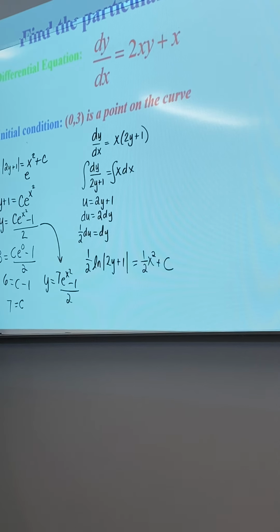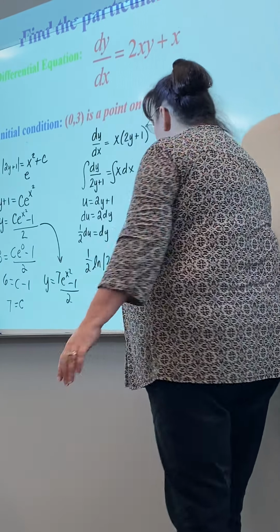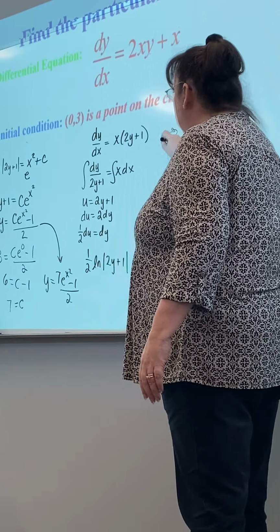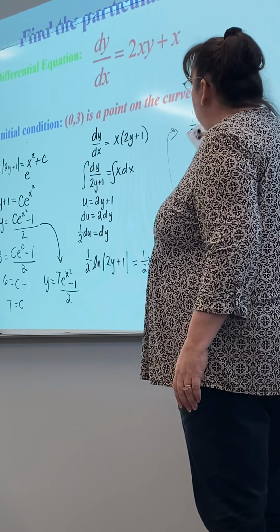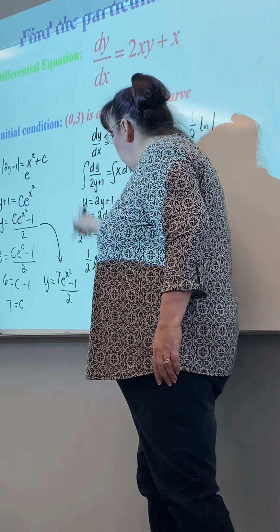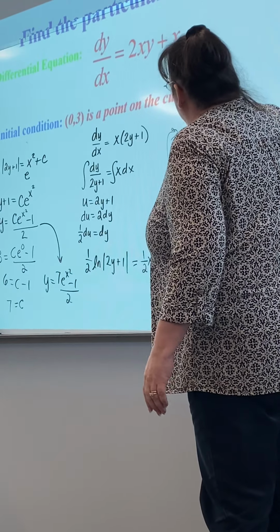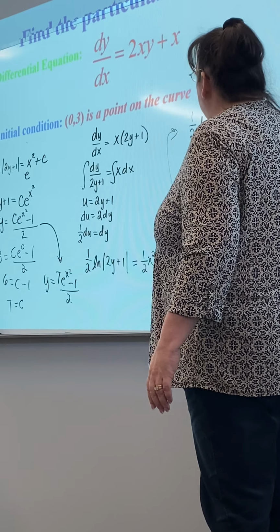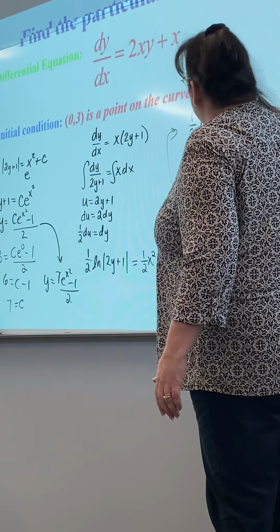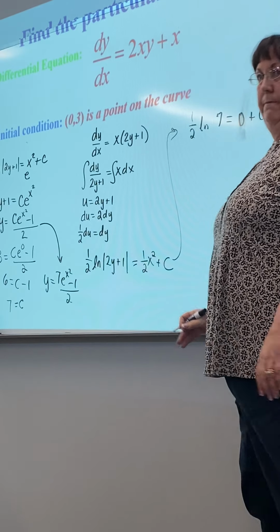You don't have to write this down, I just want to show you what happens if you do it differently. If I had stopped right here and solved for c, substituting in y equals 3, that would give me 1/2 natural log of 7. I don't need the absolute value because 7 is positive. That equals 1/2 times 0 squared, so that's 0, plus c. So c is 1/2 natural log of 7.